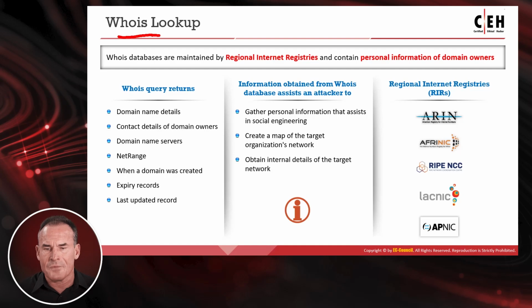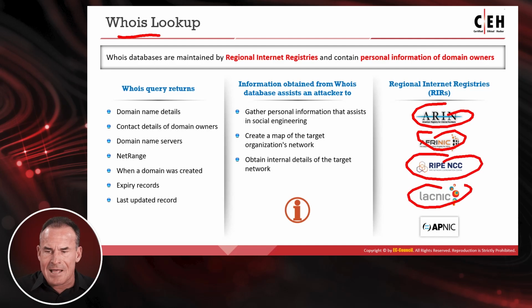Really useful stuff. There are 5 regional internet registries: ARIN, AFRINIC, RIPE NCC, LACNIC, and APNIC, which are the 5 regionally located registration databases. Now, that used to be testable information, not so much anymore. But in case you're wondering what an RIR is, there you go. ARIN is North America, AFRINIC is Africa, RIPE NCC, Latin and Central America, and Asia Pacific.